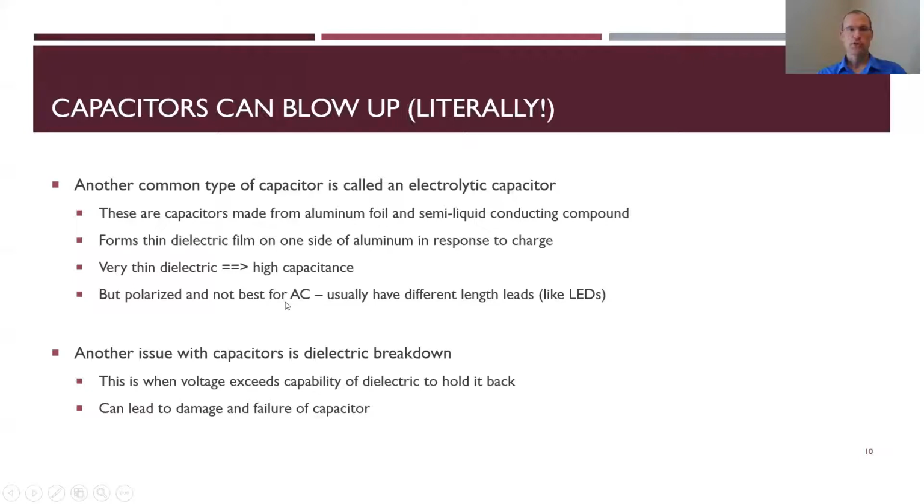So those are not very good for AC circuits, because in AC circuits the voltage goes back and forth, so the current also goes back and forth. So the current's going to be going both ways. So you generally don't want to use the electrolytic capacitors for AC circuits.